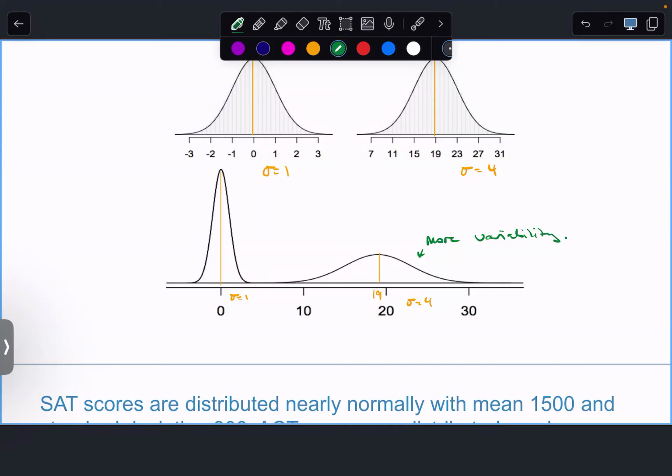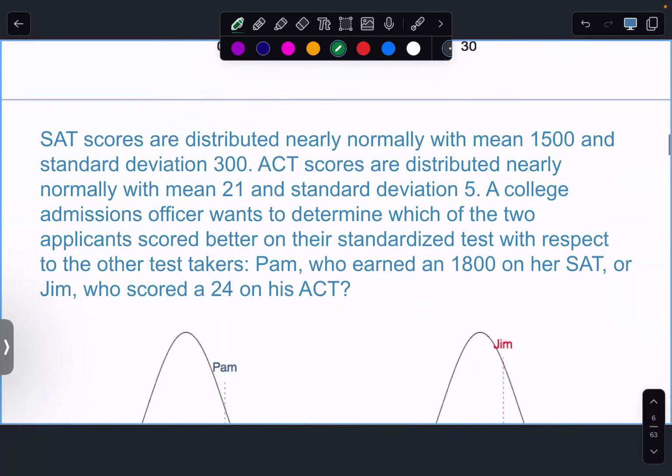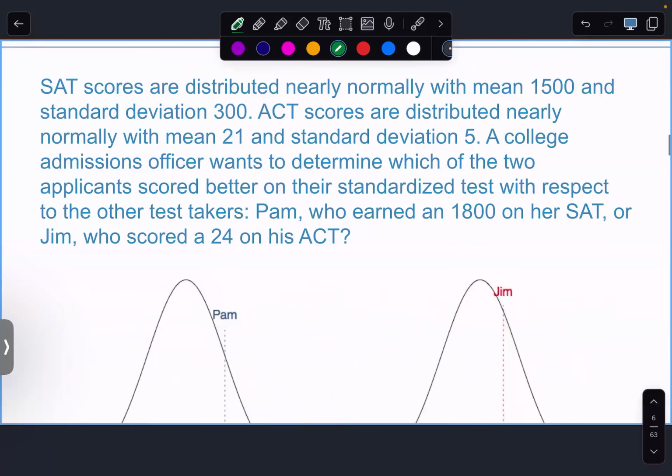Yeah. I'm trying not to get ahead of myself. I have a lot to say about the normal distribution, but we're just building up some skills.